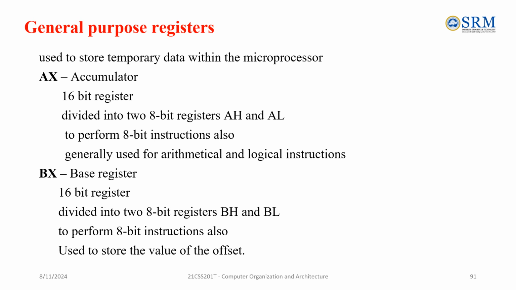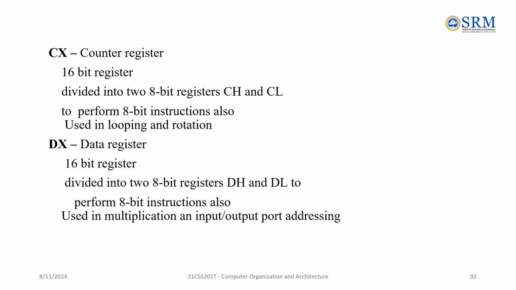So the general purpose registers are, first, the accumulator, which is a 16-bit register divided into 8-bit AH and AL. AH is the 8-bit higher order byte and AL the lower order byte. Next is the base register, 16 bits divided into 8-bit registers BH and BL, used to store the value of the offset. Then CX register, the counter register. You use this for looping and rotation. Again, it is a 16-bit register. DX is the data register. This is where you store your data when you do addition, multiplication, and such types of operations.